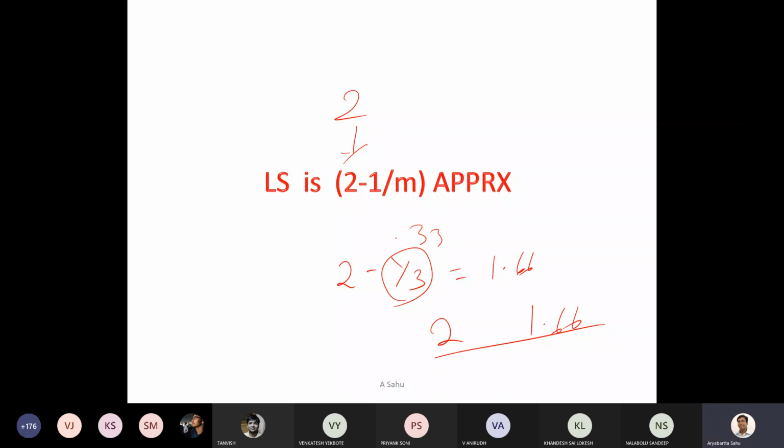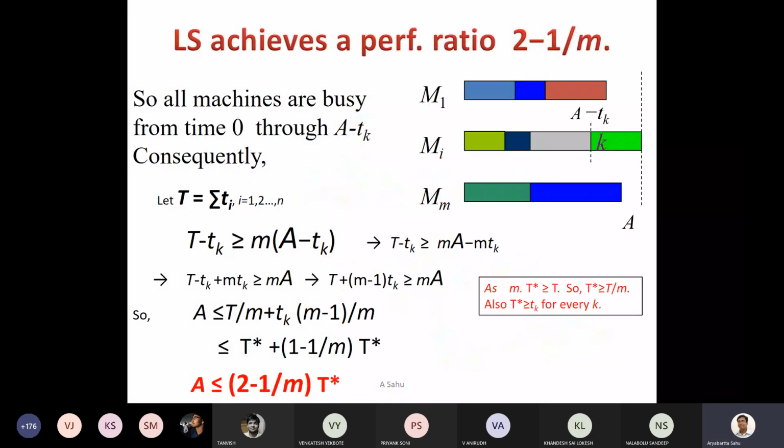Okay, so the 2 minus 1 by m approximation is there. Then we can do a little bit more analysis, and we can prove that this is actually a 2 minus 1 by m approximation. We are trying the same argument. Let T be the summation of all Ti, that is, the execution time of all the tasks.